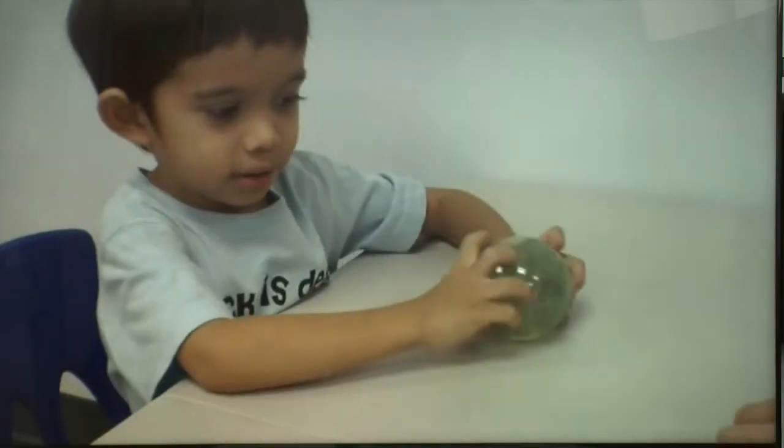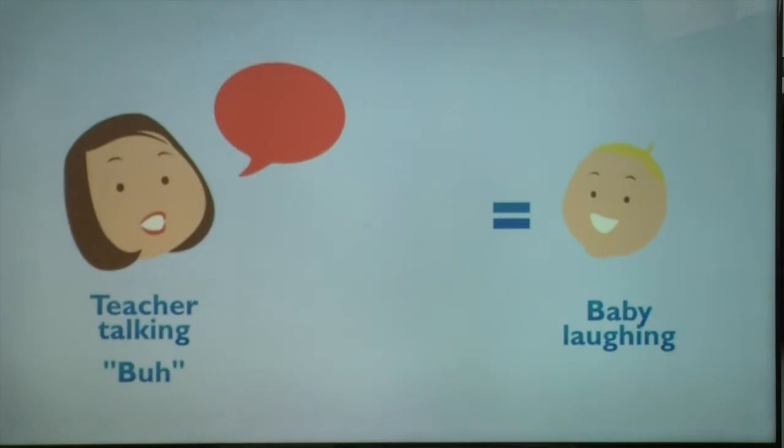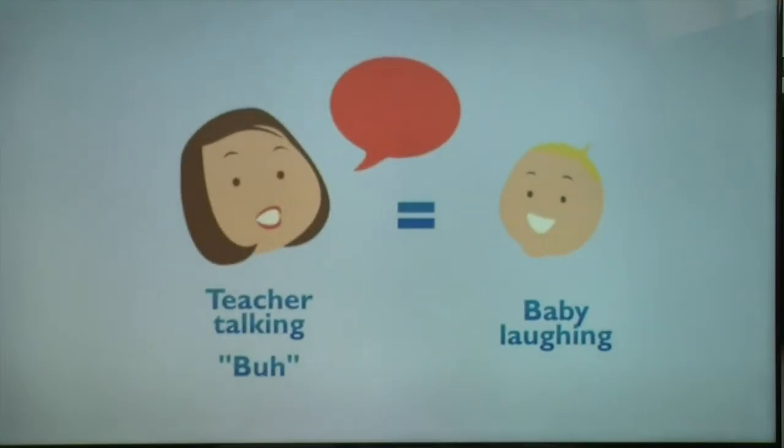The two-step procedure for stimulus-stimulus pairing goes like this. Step 1. The speech sound stimulus is presented and paired with the reinforcing stimulus. For example, the target sound B is made by the teacher while a toy is presented. Step 2. Over time, the sound B will become correlated with reinforcement, such that the sound B itself becomes reinforcing.